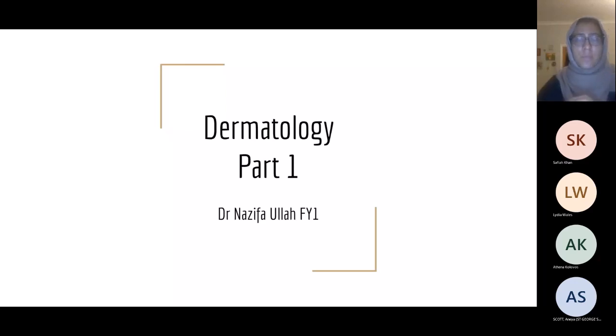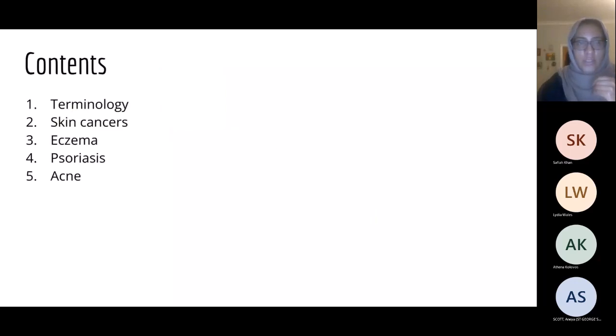someone over. And then we're going to be going through some other skin conditions, things like acne, eczema, psoriasis. And then for part two, which will be in next month or so, we'll go through emergency dermatological cases and a few other conditions. But for now, just starting off, so terminology.